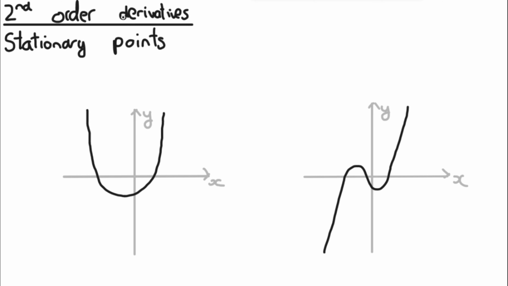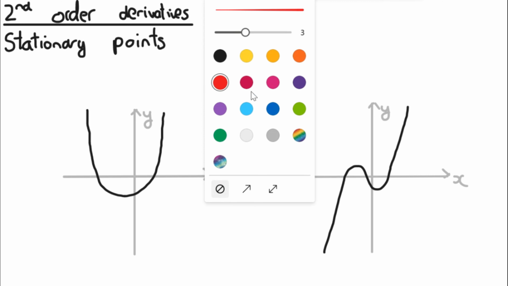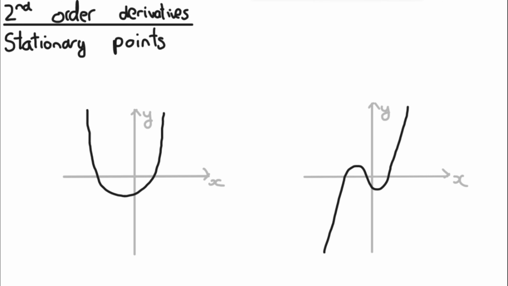So a stationary point is basically when a curve turns around, which is why they're also called turning points as well. And you've met these already in chapter 2 with quadratics and chapter 4 with cubics and quartics. So for example, here we have a generic quadratic graph, and the turning point is here. It's the point where the graph turns. And we have a generic cubic here, and it has two stationary points. It has one here, and it has one here.